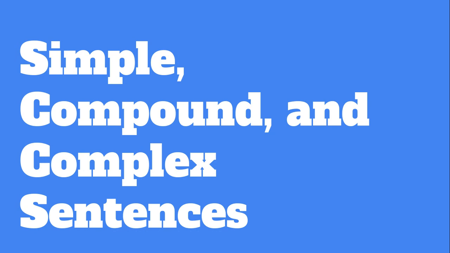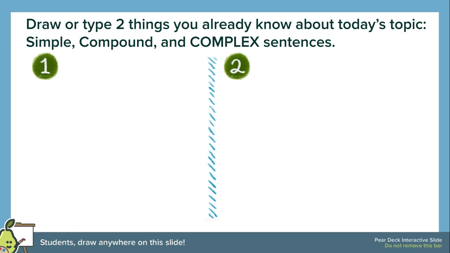Because if we don't remember what a simple or compound sentence is, we're going to have a hard time learning what the complex sentence is. We kind of review and see the big picture of all the different types.